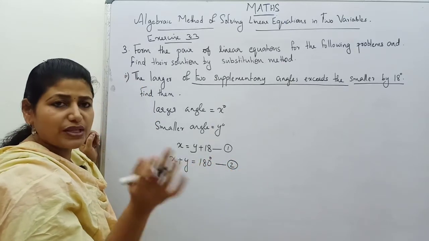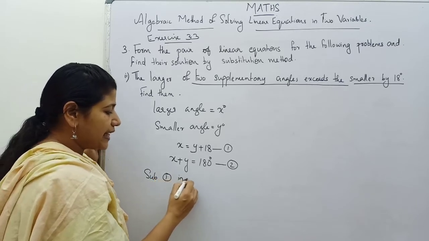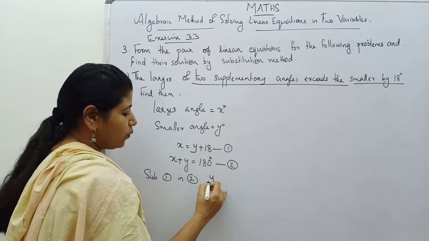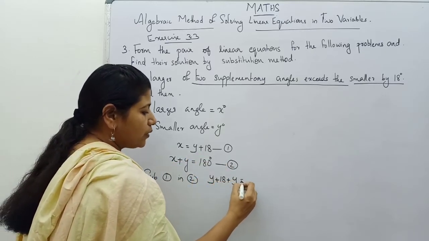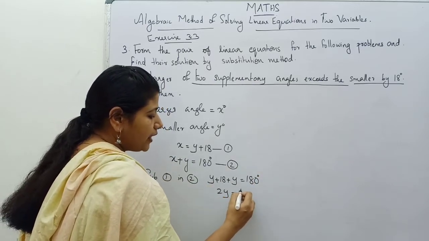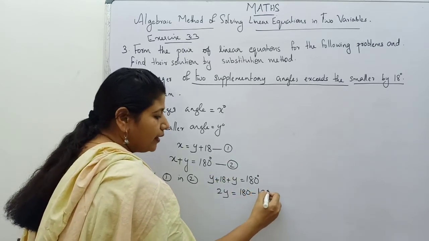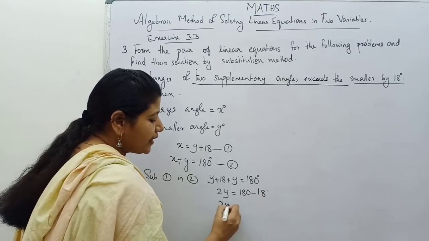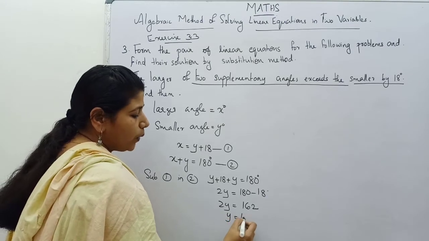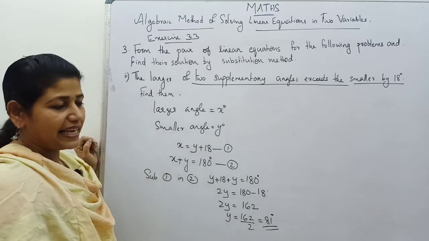Now you can solve using the substitution method. What do you want to do? Substitute the first equation in the second one. Then instead of this x, we are using y plus 18. y plus 18 plus y equal to 180 degree. So y plus y is 2y. 2y plus 18 equal to 180. This 18 can be taken to that side, so you subtract 18. So 2y can be written as 162. So y will be 162 by 2, which is equal to 81 degree. So you got y as 81 degree.